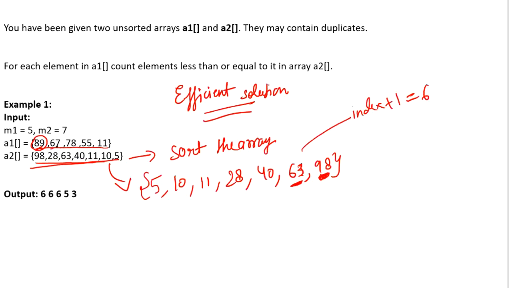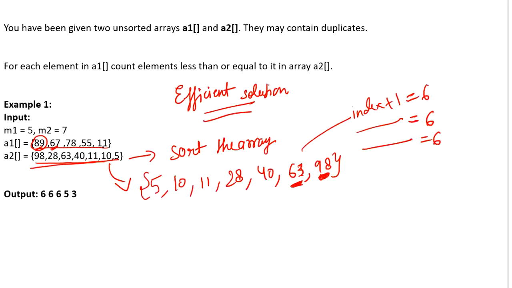Now if we are considering 67. For 67, we have to find the index of the largest element that is smaller than or equal to 67. So which is that? 63 is the possible element, right? So for this one also we will print index plus 1, that is 6. Now again we have 78. So for this also we have to print 6.